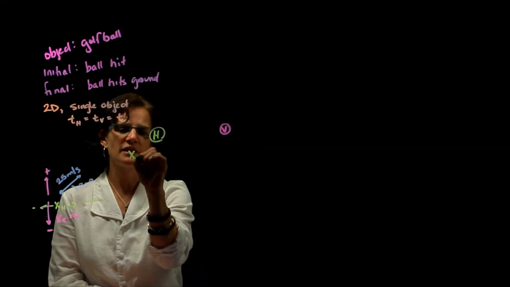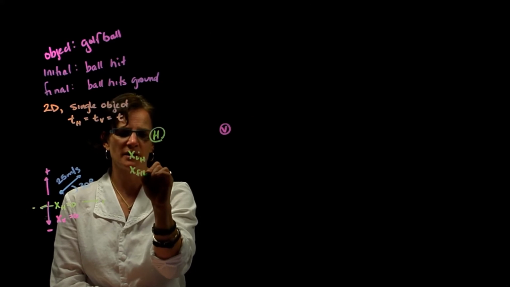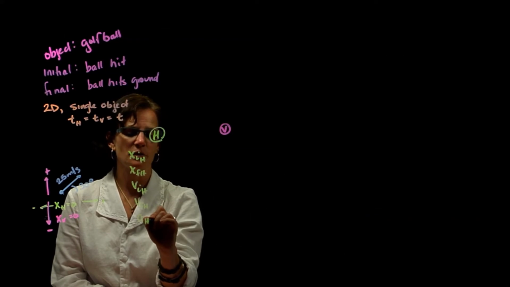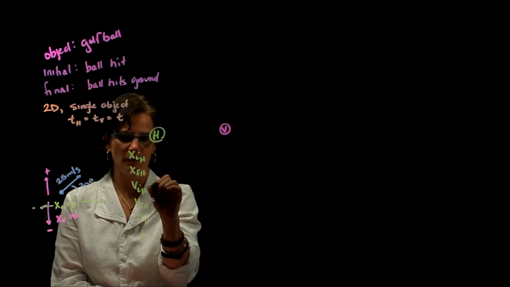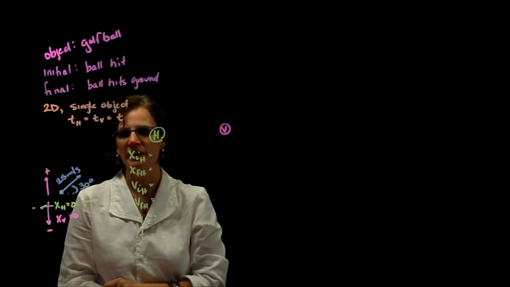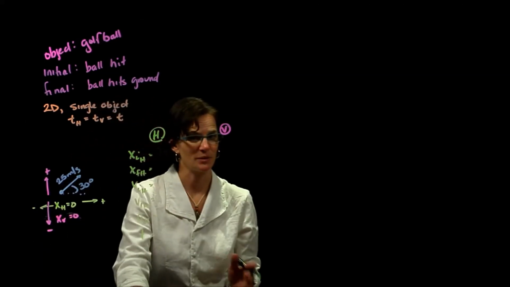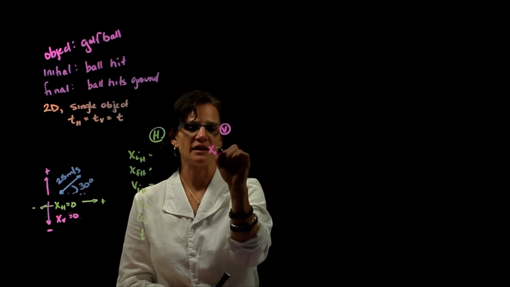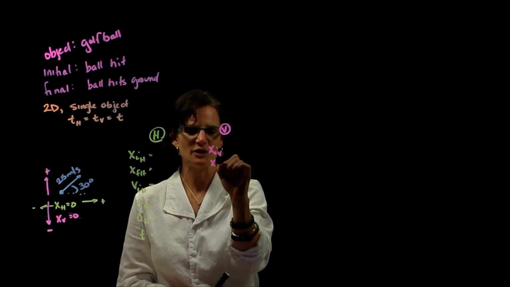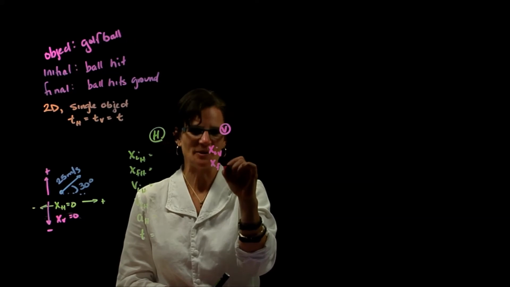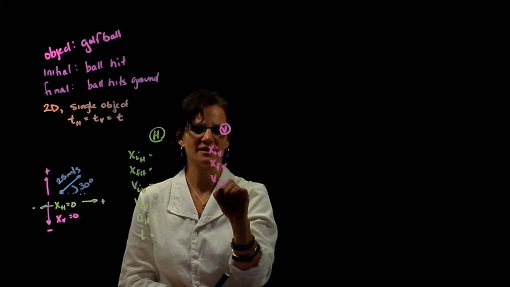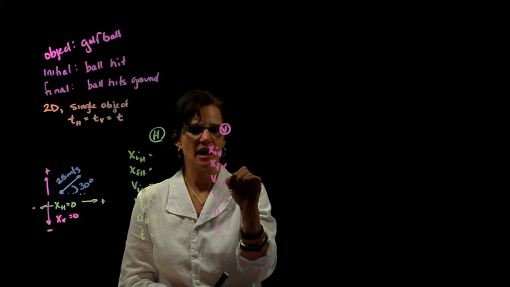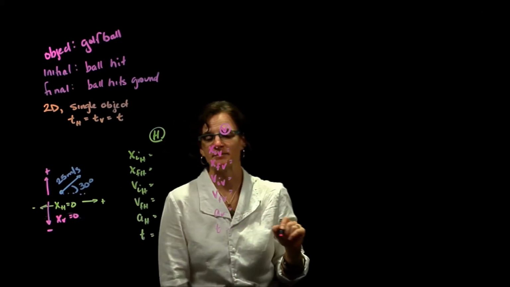So I have an initial horizontal position, final horizontal position, initial horizontal velocity, final horizontal velocity, horizontal acceleration, and time. And notice I'm not putting the horizontal subscript on time because I've already reminded us that time is the same. There's only a single value. Similarly, for the vertical direction, I will have an initial vertical position and a final vertical position, an initial vertical velocity, final vertical velocity, and acceleration in the vertical, and again, that time that is not direction dependent.